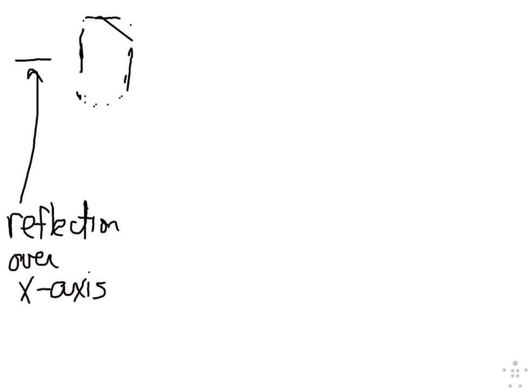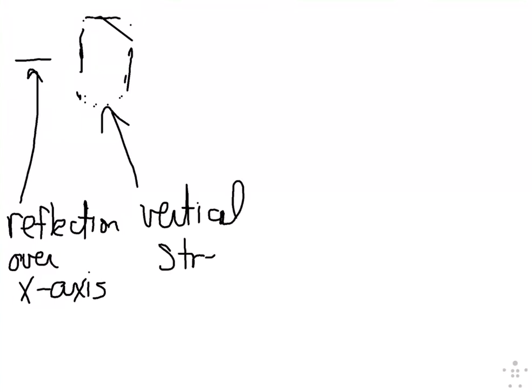If there is a number in that location, which means that it's going to be multiplied on the outside, this is what we call a vertical stretch or shrink.